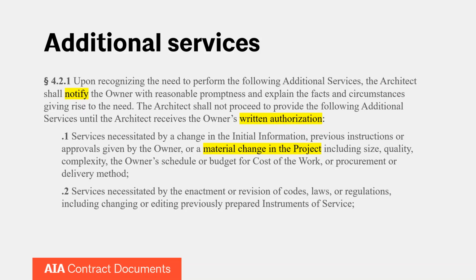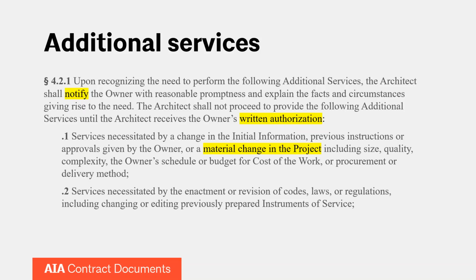subsection 1. It does allow the architect to get an additional service compensation for services necessitated by a change in the initial information, previous instructions or approvals given by the owner, or a material change in the project, including size, quantity, complexity, the owner's schedule or budget for the cost of the work, or procurement or delivery method. So that could certainly come into play if the budget has been changed, if you've been asked to do a project that's smaller or change materials in some way.